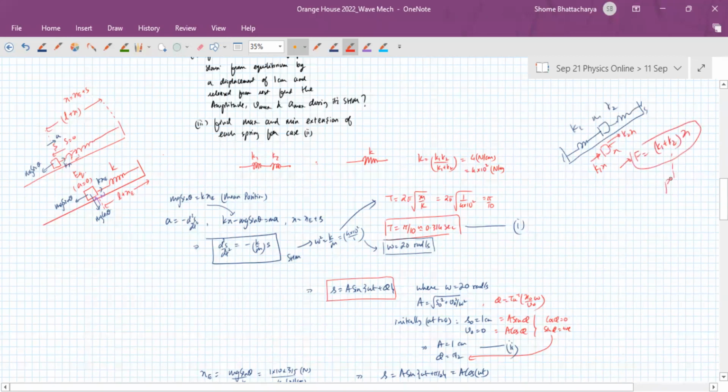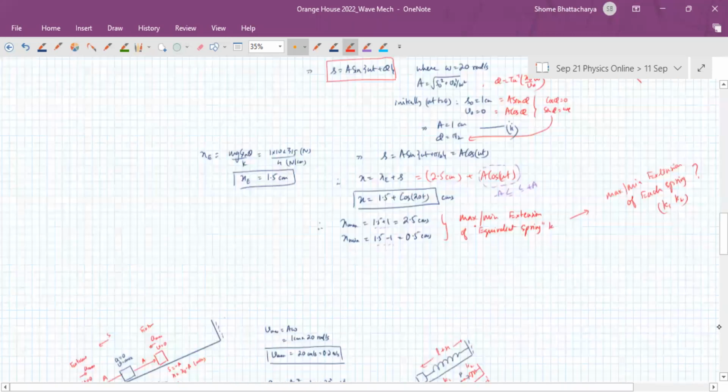Okay. So it could be like this, or it could be like this also. Even this would be a parallel combination. So these would be the examples of parallel combination. In these two kinds of situations, your equivalent K would be K1 plus K2. Whereas in this situation that we've seen in this particular problem, it was a series combination. Okay. Hope the point is clear.